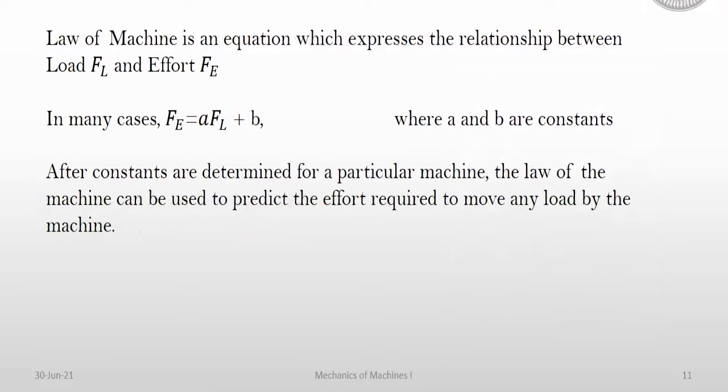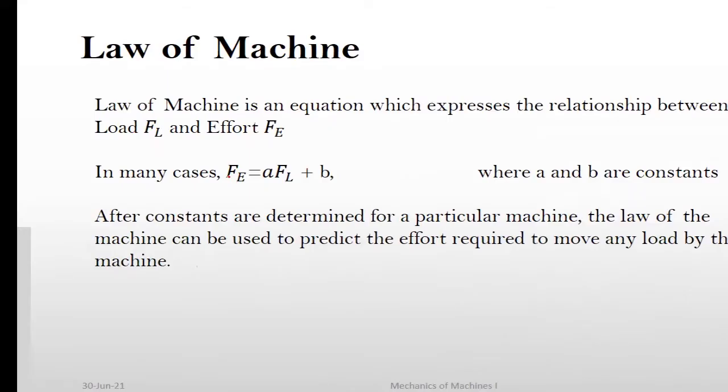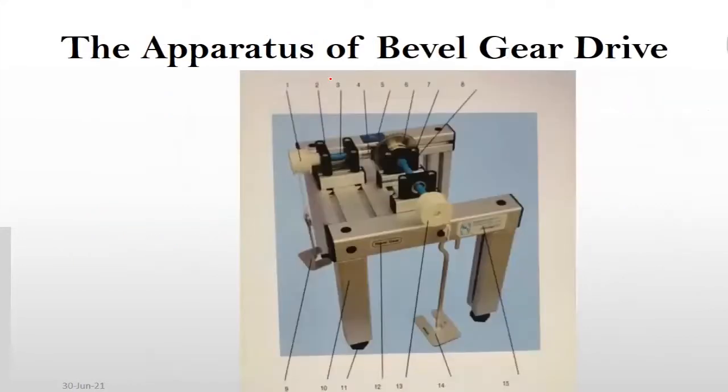And the law of the machine also we are going to derive for this machine. That means what is the effort? Fe means the effort we have to make for the given load force. So this equation we have to derive for this bevel gear drive. Come to our apparatus. This is our apparatus of the bevel gear.